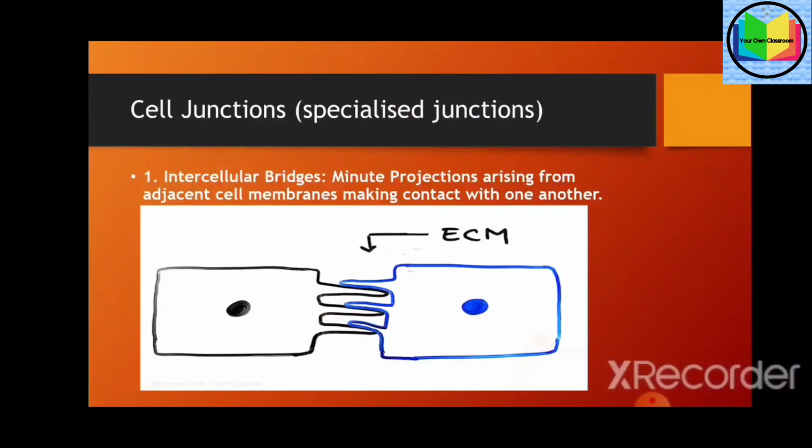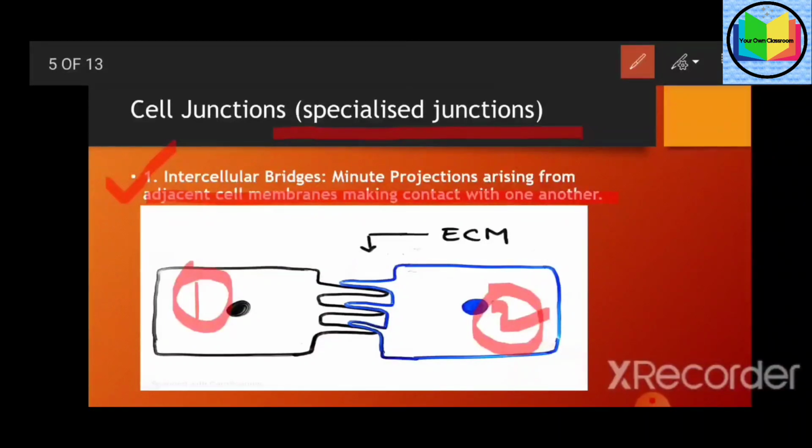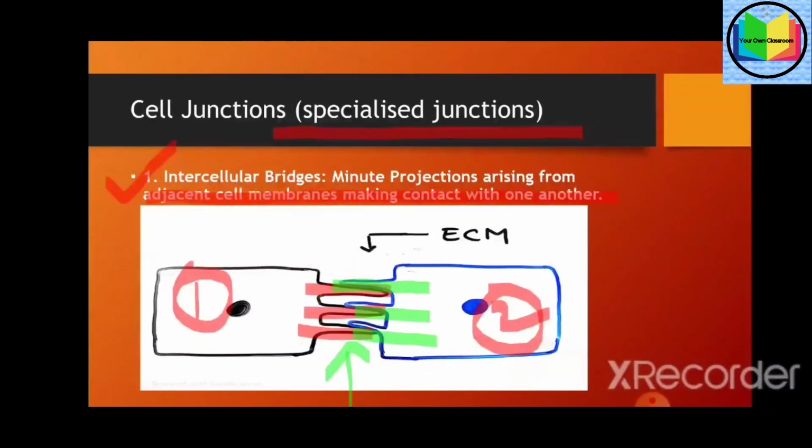Now let's talk about the cell junctions. So we will look at some specialized junctions. The first one is intercellular bridges. Basically, intercellular bridges are the minute projections arising from adjacent cell membranes making contact with one another. So this is the first cell and this is the other cell. Both the cells are in contact, and how are they in contact? The first cell is sending some projections, and these projections are in contact with the projections of the second cell, forming a bridge-like structure, and this is referred to as intercellular bridges.